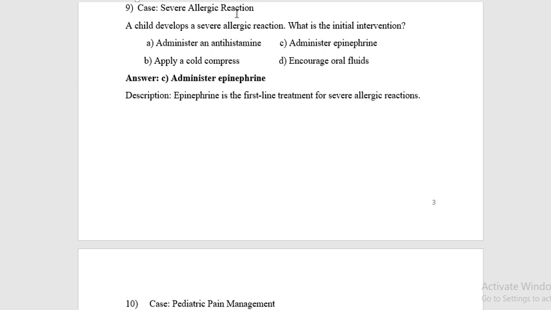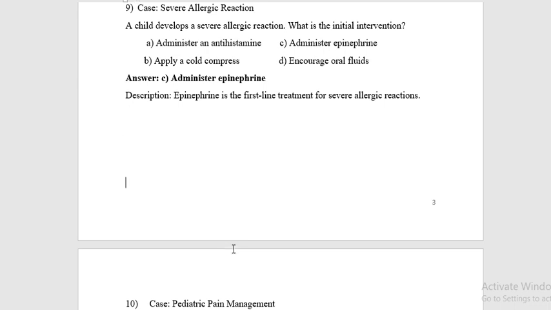A child develops severe allergic reactions. What is the initial intervention? Choice A, administer an antihistamine. Choice B, apply cold compress. Choice C, administer epinephrine. Choice D, encourage oral fluid. Choice C is the best answer. Epinephrine is the first line treatment for severe allergic reactions.